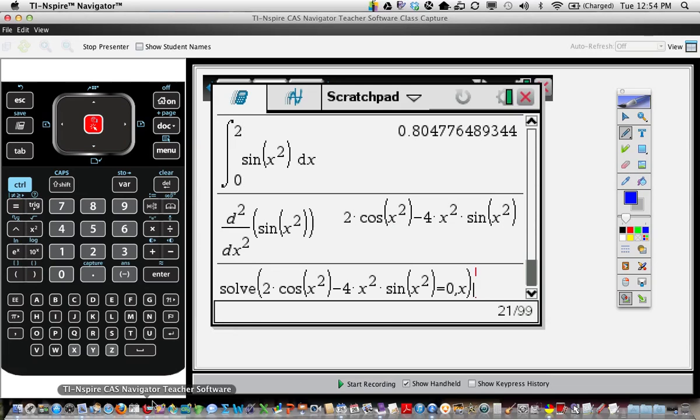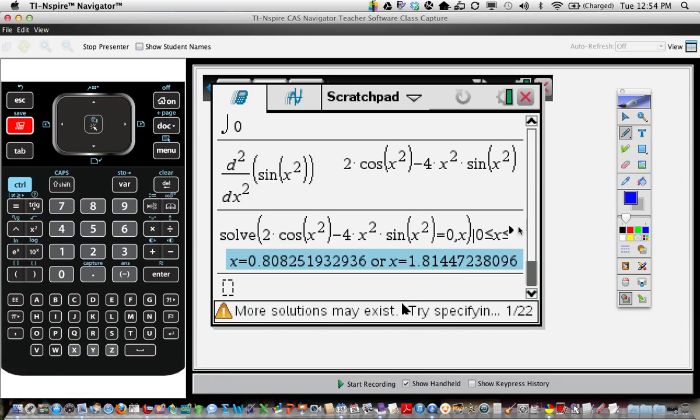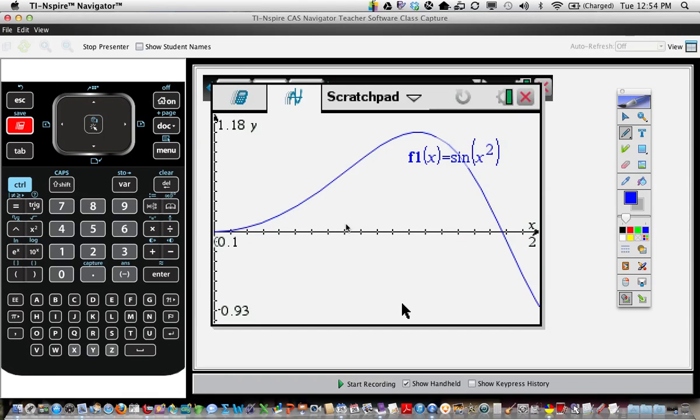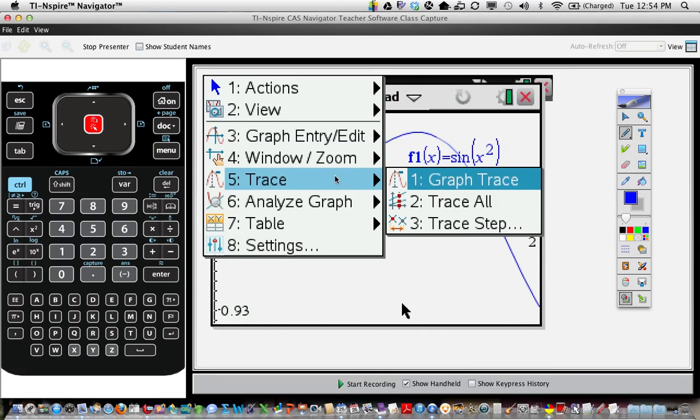Yep. Then 0 less than or equal to x less than or equal to 2, right? Probably hit Control Enter to make sure we get a decimal. I think we probably will either way. 0.8, 1.8. Looks like those are the only ones. Okay? Go back to your graph. 0.8, do a trace real quick for me. Does that look reasonable? While he's doing that, it's 0.8, looks about where it switches concavity.